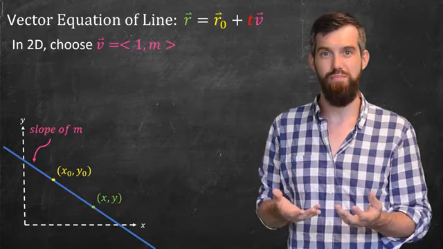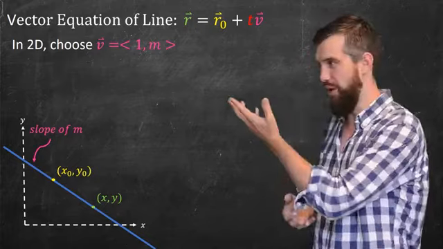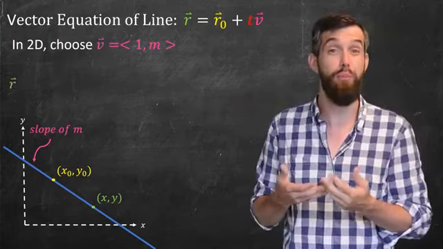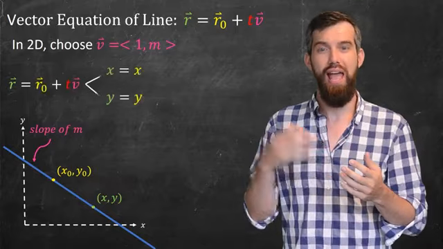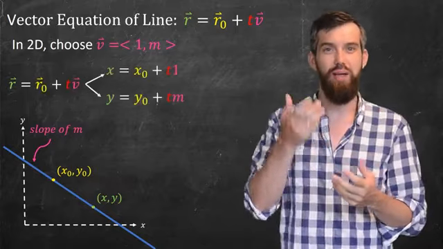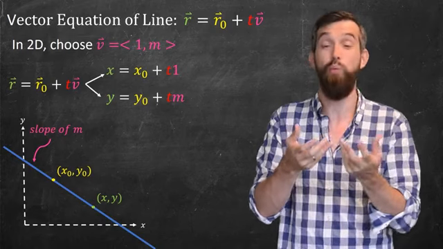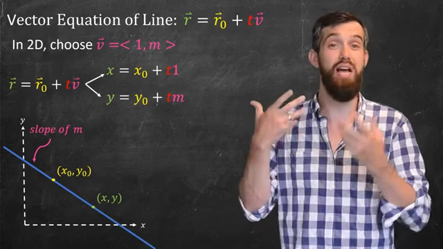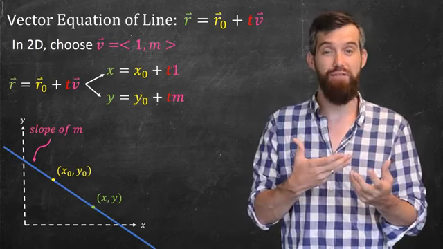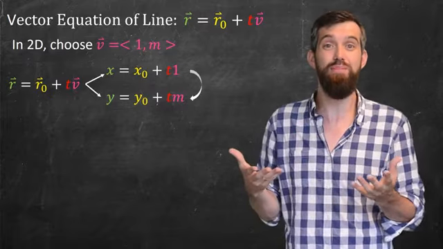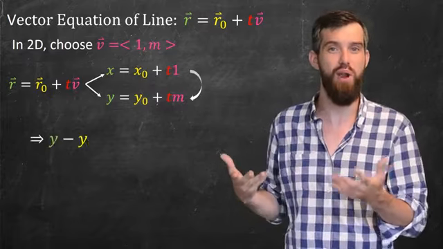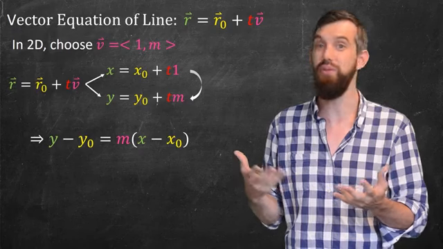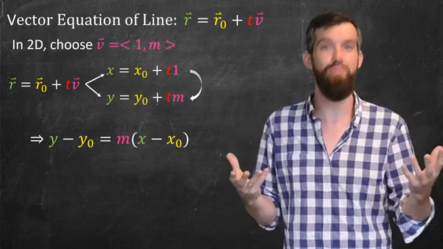So then if I use that and I take this vector equation, which in two dimensions would really be separated as two different equations, so I have x is equal to x naught plus t times 1, and y is equal to y naught plus t times m, then if I solve for t and plug it in, I get exactly what we had before. y minus y naught is m times x minus x naught. So indeed, these two different ways of thinking about it, they are exactly the same.